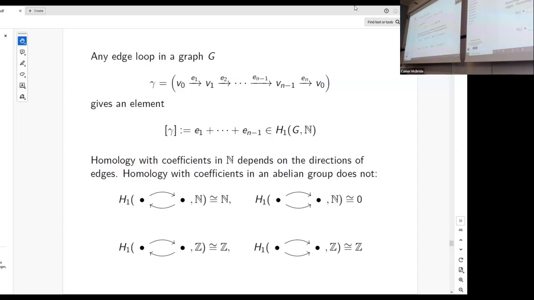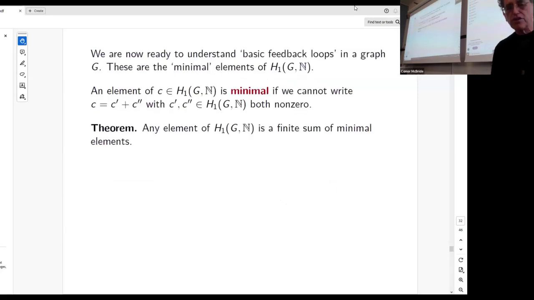The only reason why I'm mentioning this is because that's the usual stuff, but that's not actually what we're interested in here. We're interested in the natural numbers because we're interested in feedback loops, and this thing doesn't have a feedback loop. That graph down there has no feedback loops. So now we're finally ready to state a theorem about what are the basic feedback loops in a graph.